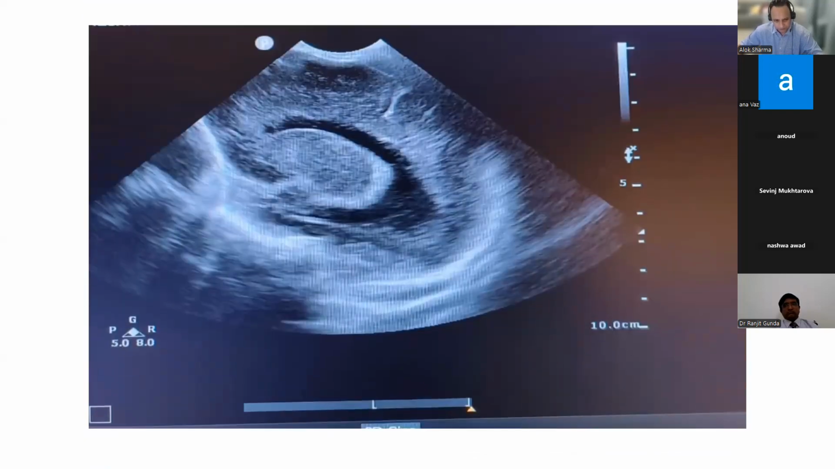So this is the finding that I found in this baby. Yeah, and I didn't do a detailed scan, I just want to know if any abnormality is there. Sure. Can we go back to your first image?